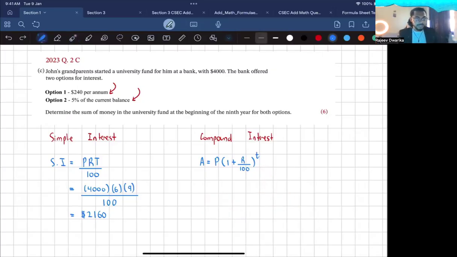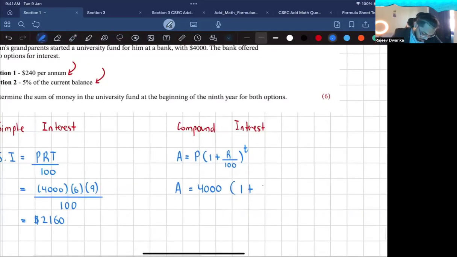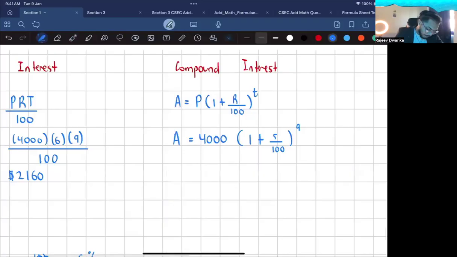Because remember, when you put money in a bank, you get interest on it. And so there's a certain amount of money you add in to the investment. So what is the principal value? 4,000. And what is the rate they give you for option 2? 5%. So that'll be 5 over 100 to the power 9. And tell me what you get for that.